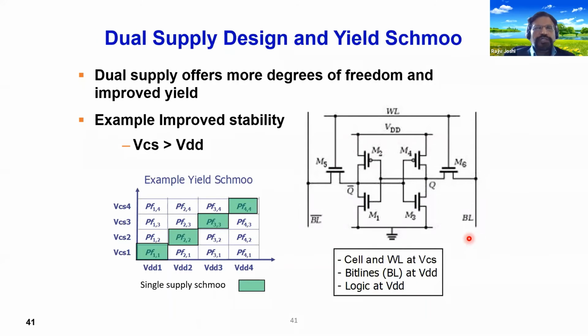Okay, so by playing with this, you plot VCS as a function of VDD, and you can get different probabilities. And for cell, in order to improve stability, especially for a 6 transistor cell, VCS plane is higher than the VDD plane.